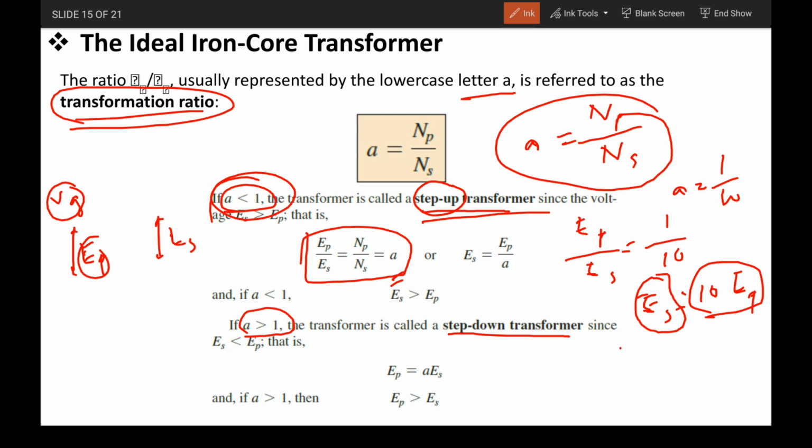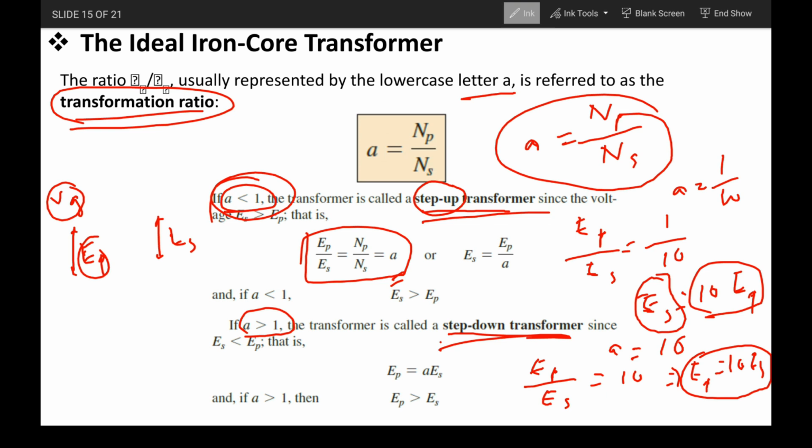How? In our previous expression, if we consider a equal to, let's say, 10, then similarly EP over ES will be just 10, so EP equals 10 times ES. So definitely the primary is 10 times the secondary, and the voltage is stepped down. That's why this is called a step down transformer.